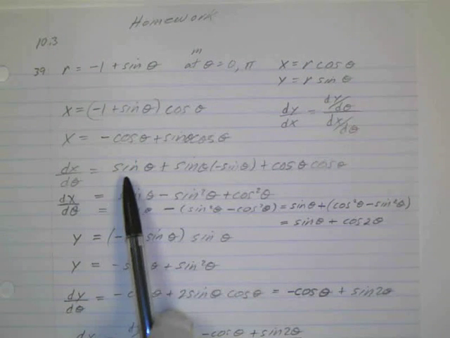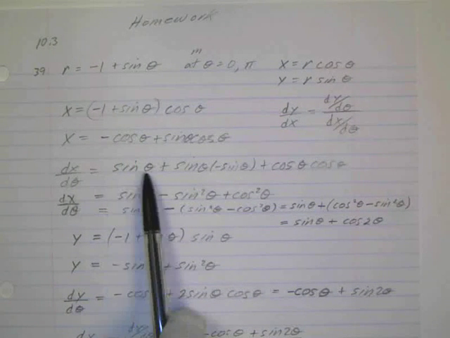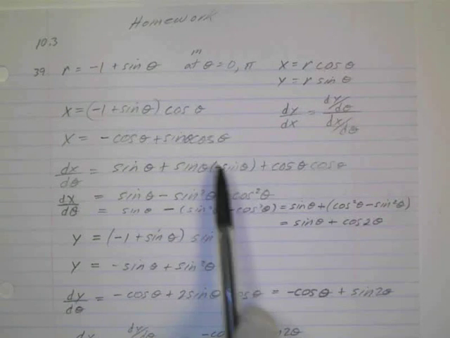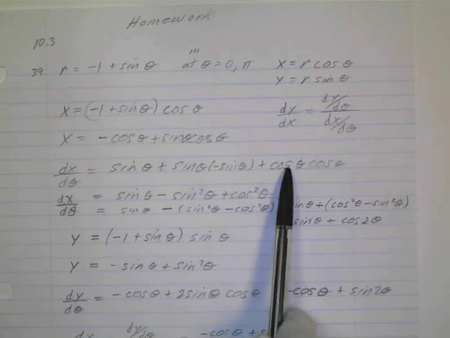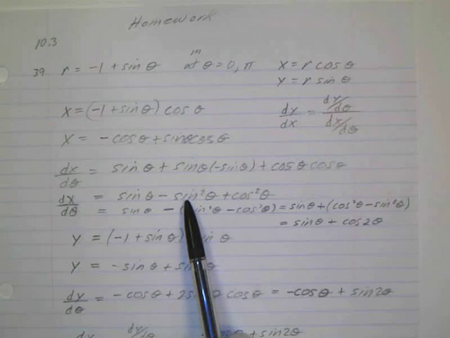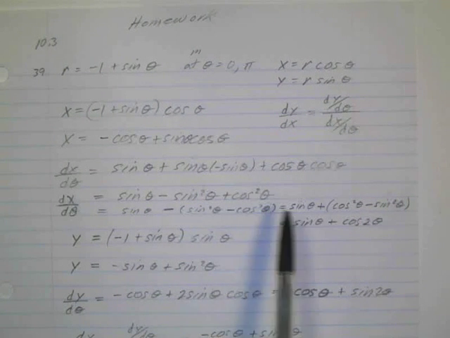That's going to be part of my dy/dx formula. So I take the derivative. The derivative of the cosine is negative sine. So that's going to be negative, negative, positive. So I'm going to have sine theta. Then I have to use the product rule. First times the derivative of the second plus the second times the derivative of the first. And that just becomes negative sine squared of theta plus the cosine squared of theta.